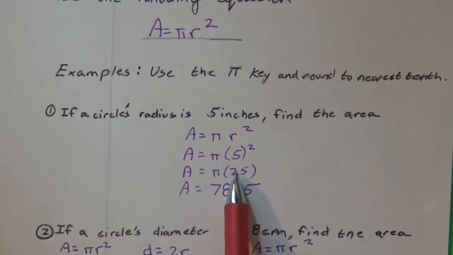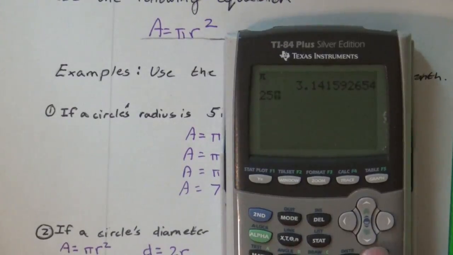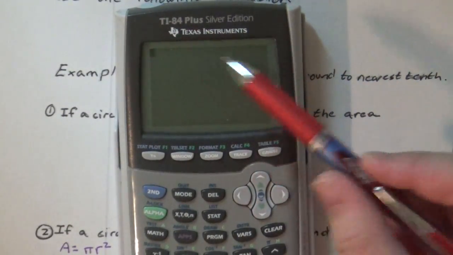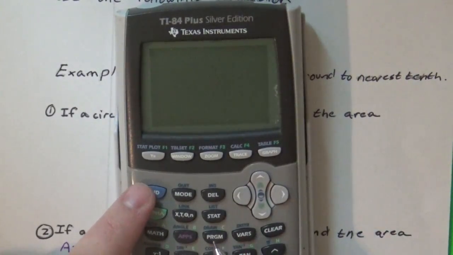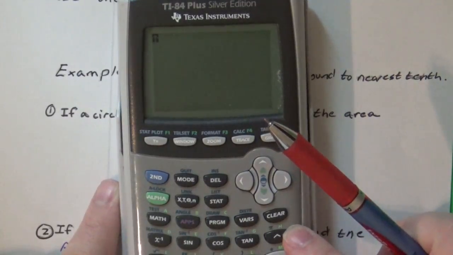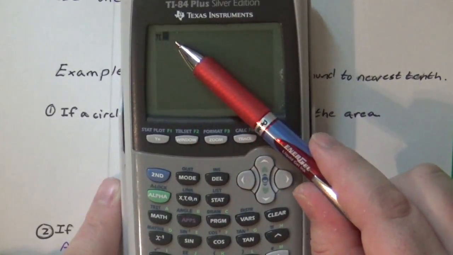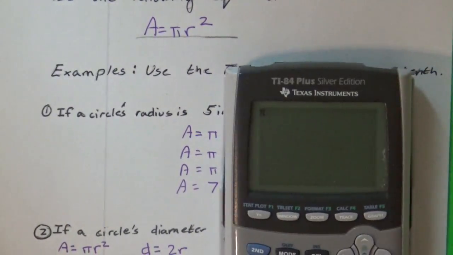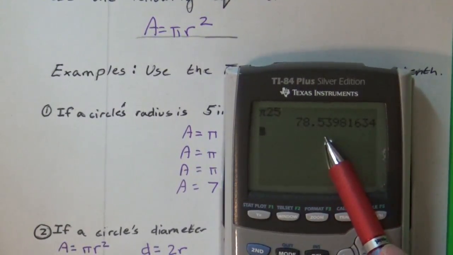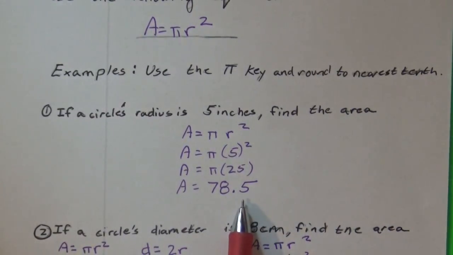I plugged this into the calculator, and I'll just show you what I did. If you don't know where the pi key is on your calculator, if you have a TI-84, you hit the second button, and you see this carrot top button, or a house top, or rooftop, whatever you want to call it, you hit that. And now you've got your pi key in there. So I'm going to put pi times 25. I hit enter and I get this long number, but I don't want that, so I round it to the nearest tenth. And I got 78.5.